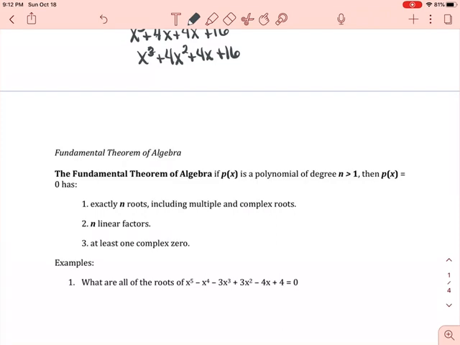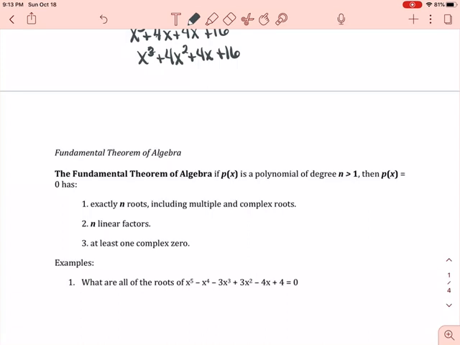All right, let's try the big one. This is a pretty important theorem. The fundamental theorem of algebra says if p of x is a polynomial with degree greater than 1, so in other words, it has to be squared, cubed, fourth, and so on, then p of x equals 0, meaning that I'm going to solve it, has 3 things.